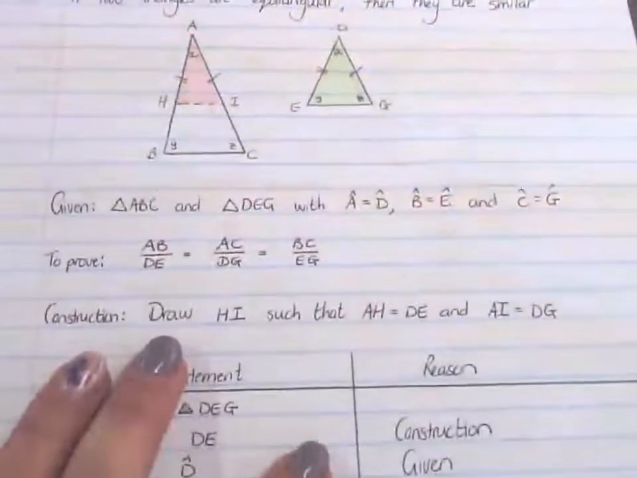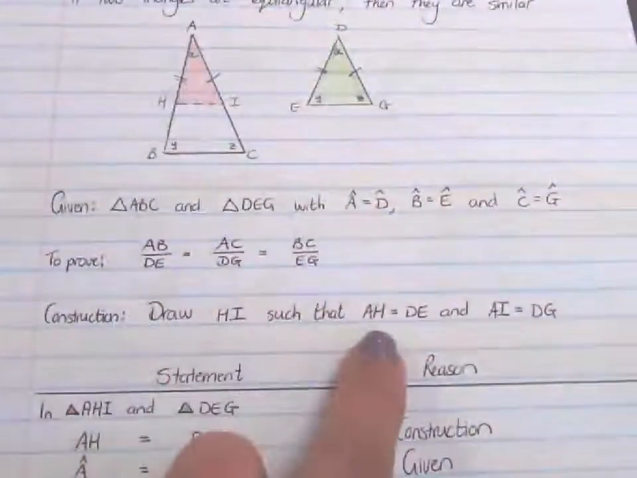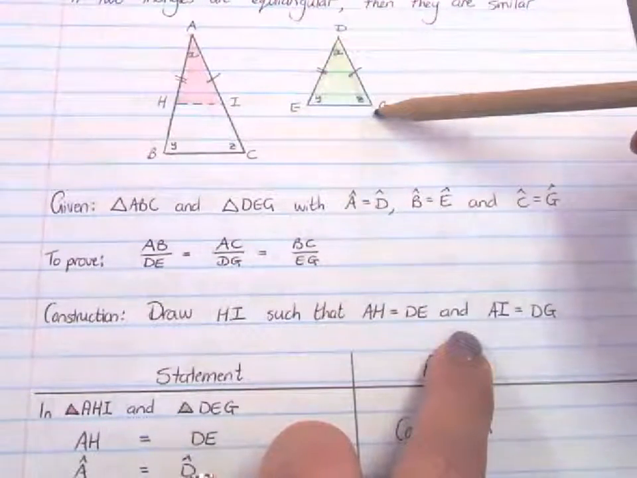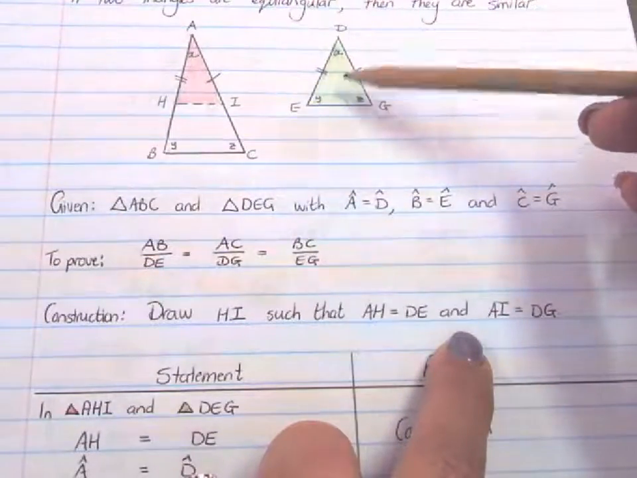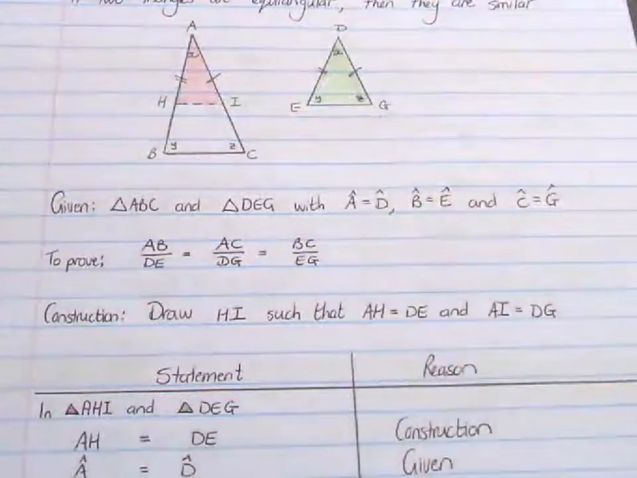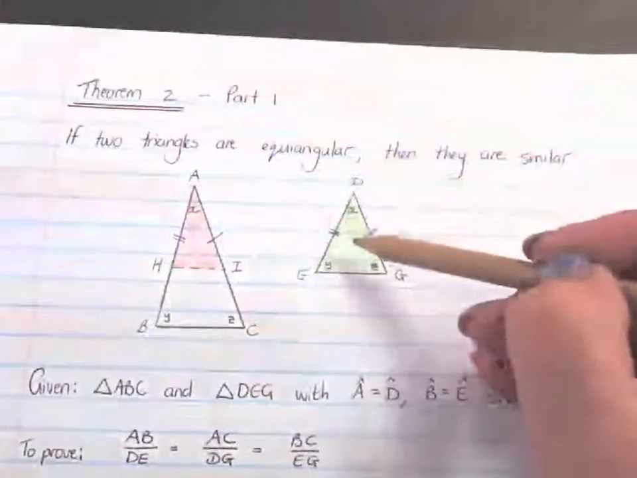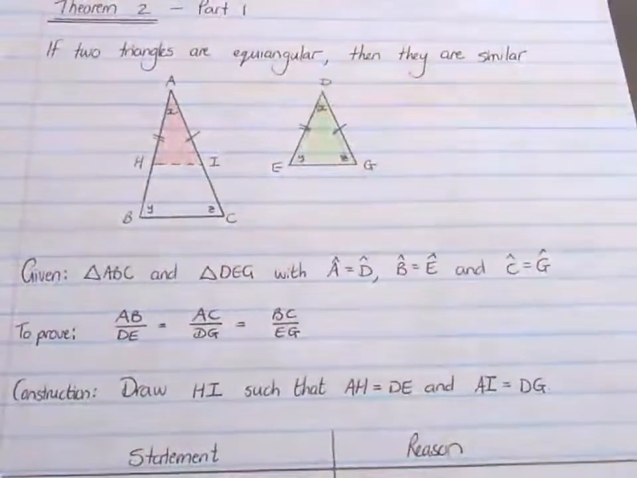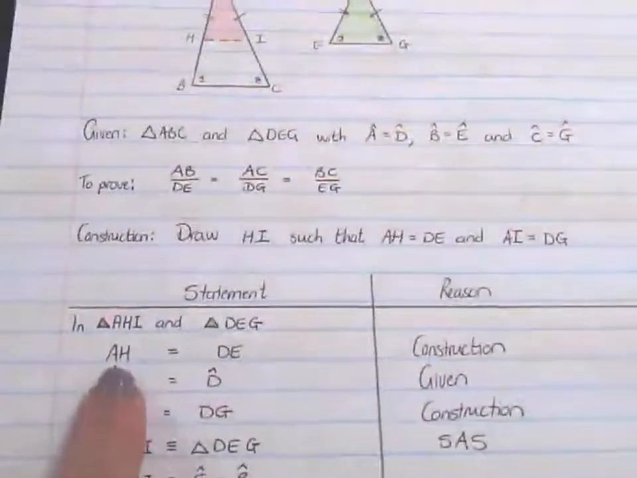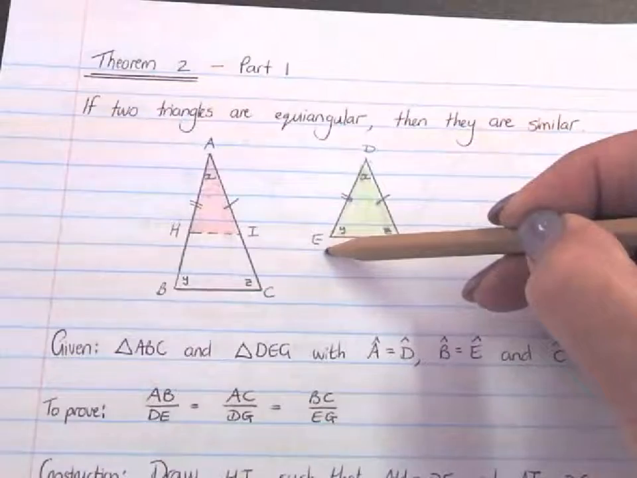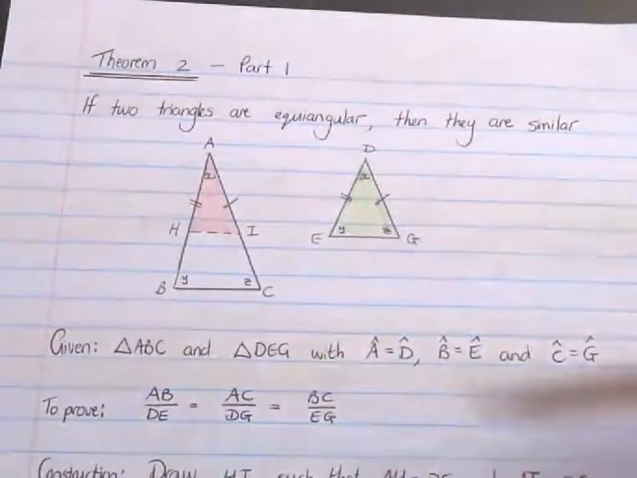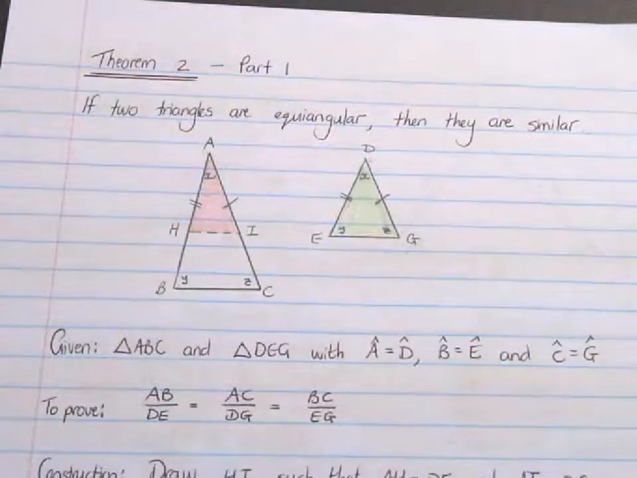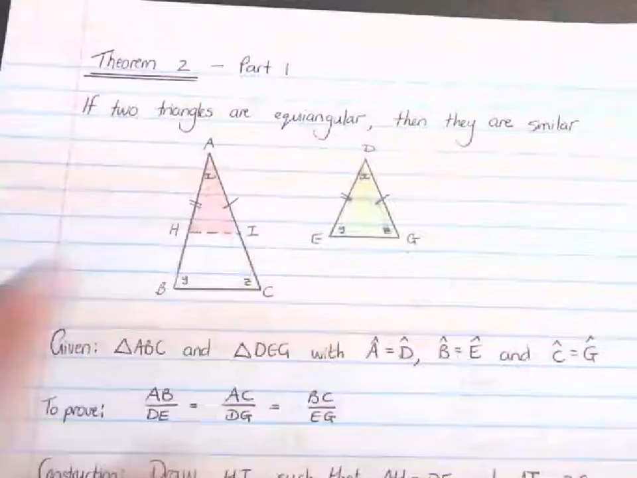So, we have a construction. We draw a line HI so that AH equals DE and AI equals DG. Okay, so we actually draw the same green triangle inside the big one. Now we first have to prove that this green triangle and this red triangle are congruent. By doing that, we say AH equals DE, angle A equals angle D, and AI equals DG. So now we have side, angle, side, and then we have congruency. So that means this green one is exactly the same as the red one.